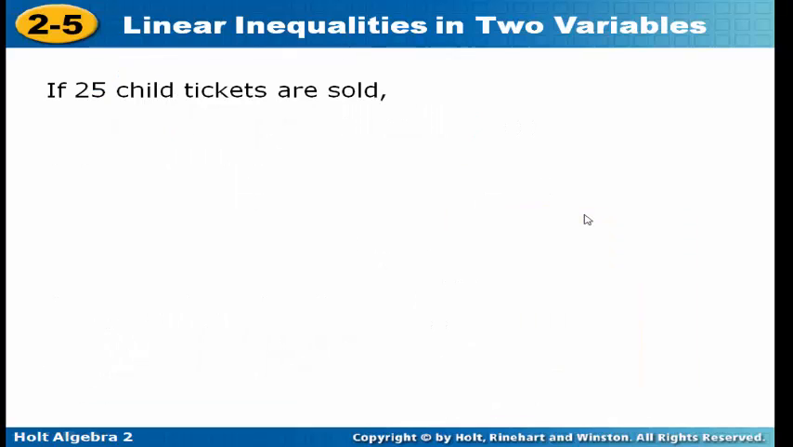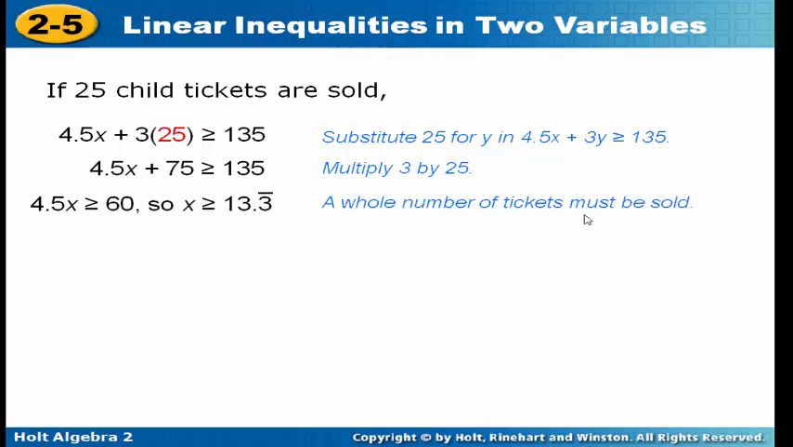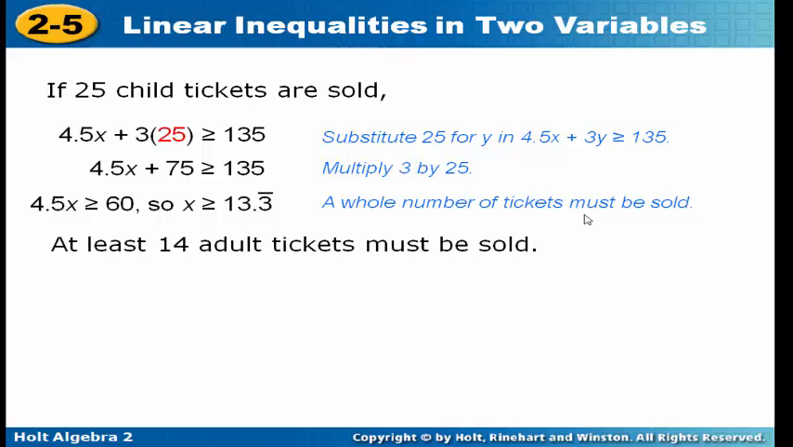If 25 child tickets are sold, so we are going to replace y by 25, and then move 75 to this side by negative, so 4.5x greater than or equal to 60, and then divide by 4.5, so x greater than or equal to 13.3. At least 14 adult tickets must be sold.